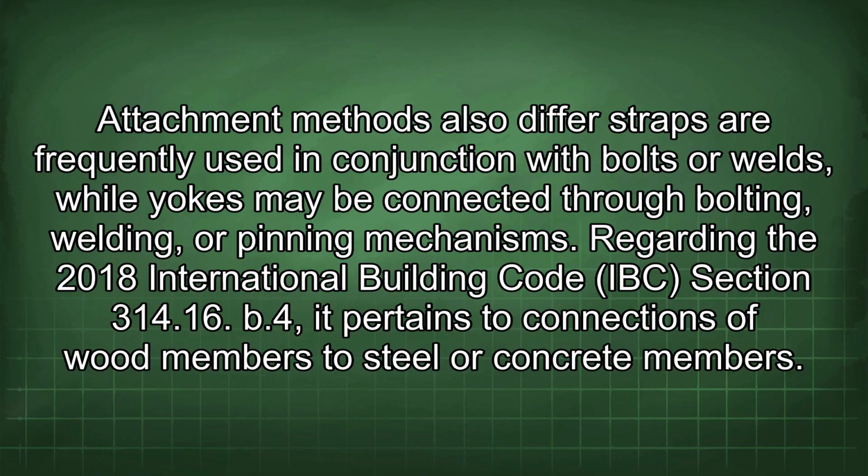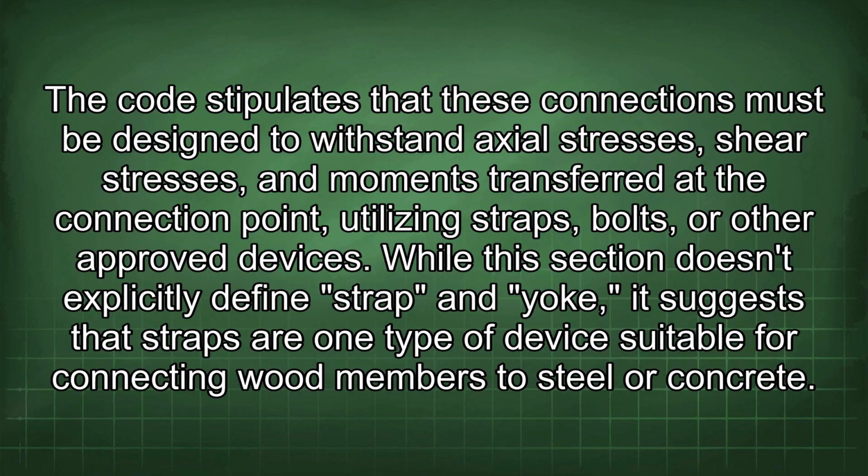Regarding the 2018 International Building Code, IBC Section 314.16 B4, it pertains to connections of wood members to steel or concrete members. The code stipulates that these connections must be designed to withstand axial stresses, shear stresses, and moments transferred at the connection point, utilizing straps, bolts, or other approved devices. While this section doesn't explicitly define strap and yoke, it suggests that straps are one type of device suitable for connecting wood members to steel or concrete.